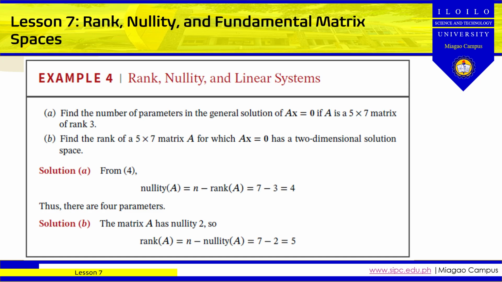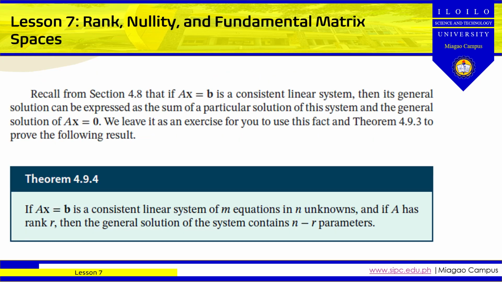Solution (b): the matrix A has a nullity of 2, since you have a two-dimensional solution space. So rank of A is equal to n minus the nullity of A. 7 minus 2 is equal to 5. So the value of the rank of A is equal to 5.